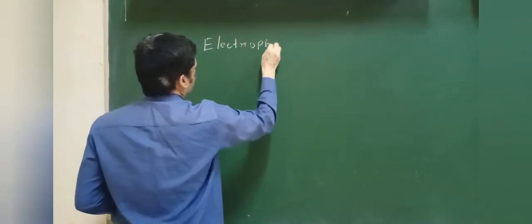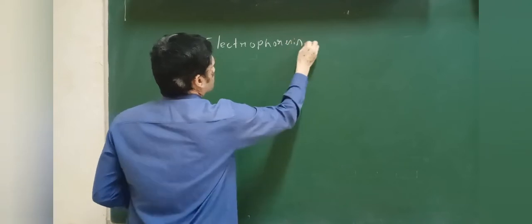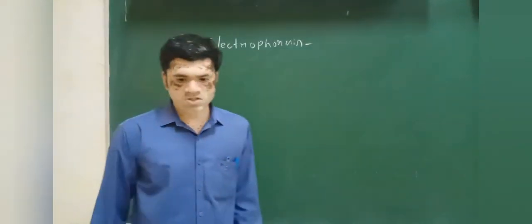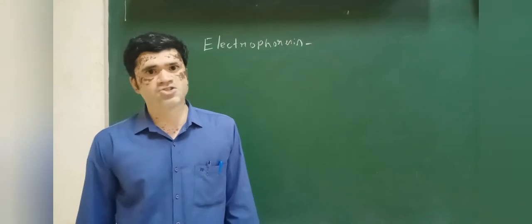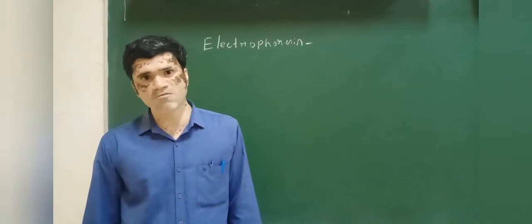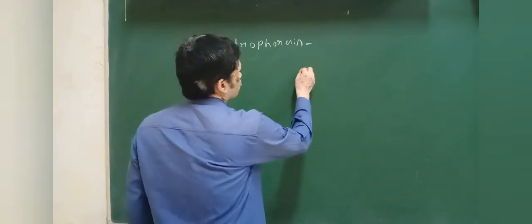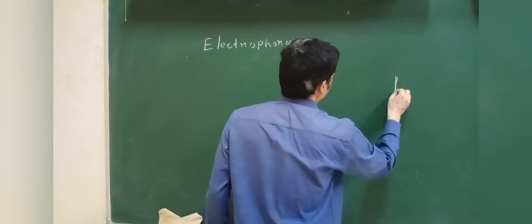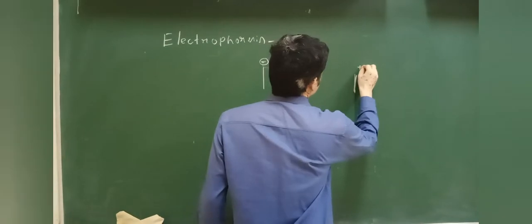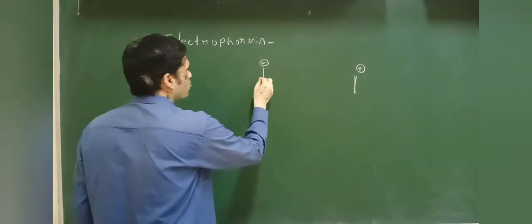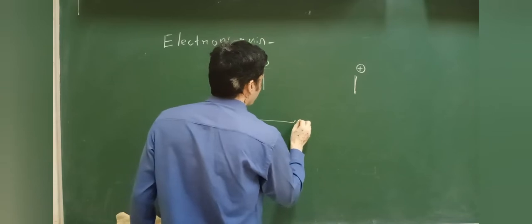So electrophoresis. Here electrophoresis is the migration of charged particles under the influence of applied electric field. Let us assume we have two electrodes here. One is negatively charged and another one is positively charged, that is cathode and anode. Now this is connected to a battery.